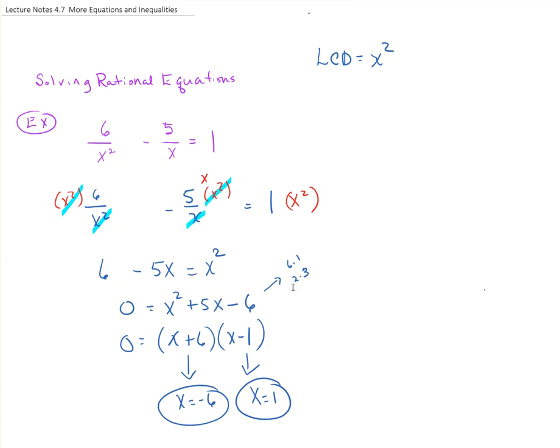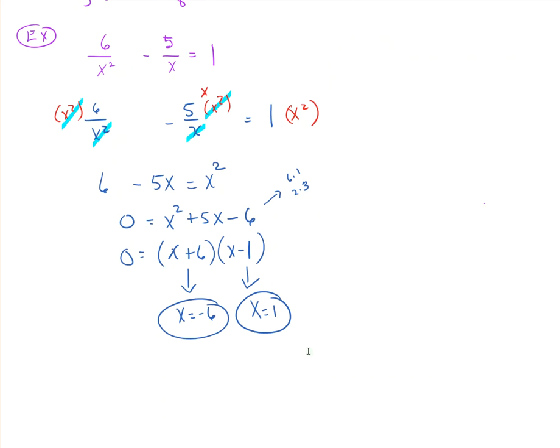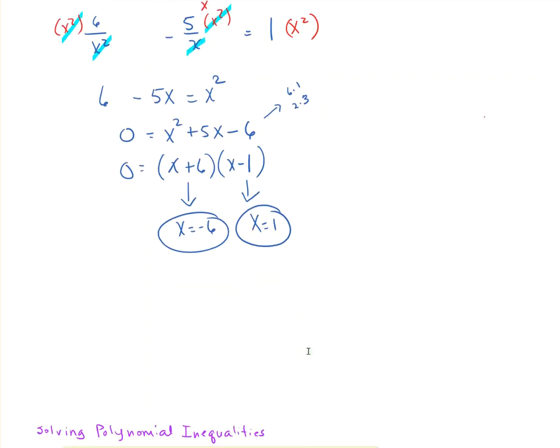Well, either of these might work, but we've got to get a 5 in the middle. And so we need one positive, one negative. The only thing that's going to work is the 6 and the 1. So we have an x plus 6 and an x minus 1, which means x is negative 6 and x is 1. So that's how we would solve that. Just find your LCD and get rid of the denominators.